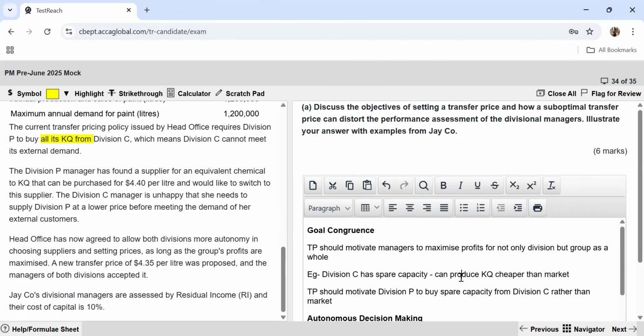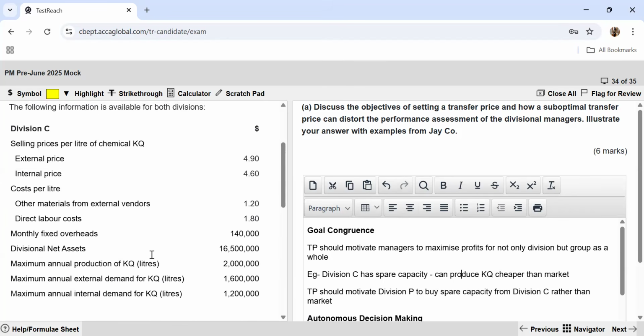So for example, if you see over here, division C has some spare capacity. How much spare capacity do you have? If you meet your external demand, division C has a maximum capacity of 2 million liters. External demand is 1.6 million only. That means if they meet their external demand, they still have a spare capacity of 400,000 liters. So this spare capacity can be used to produce KQ cheaper than the market.